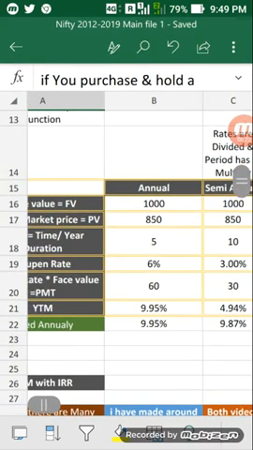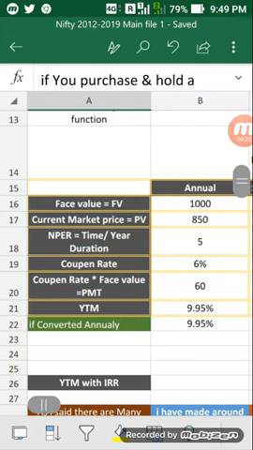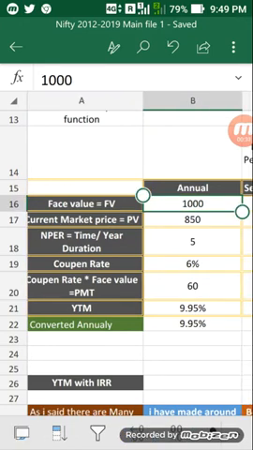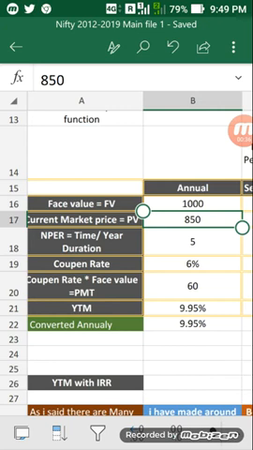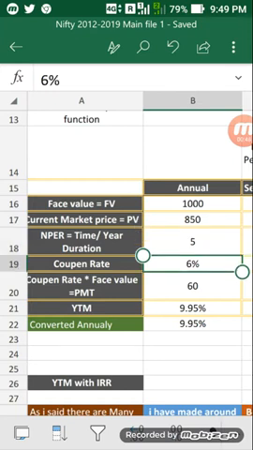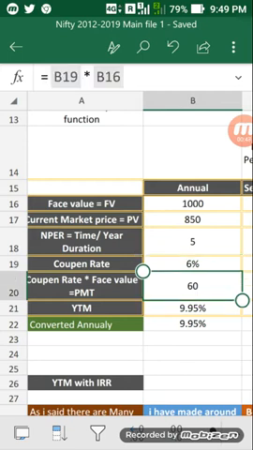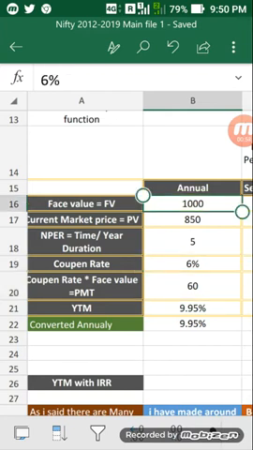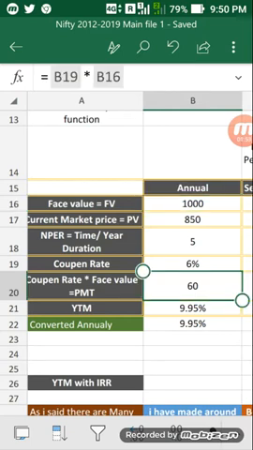I will revise some facts about the problem. We have a bond which has 1,000 rupees face value. Its current market price is 1850. The maturity period is 5 years. Coupon rate is 6%, and the payment amount is rupees 60, which we calculated by multiplying the 6% coupon rate into the face value. So ultimately we get rupees 60.